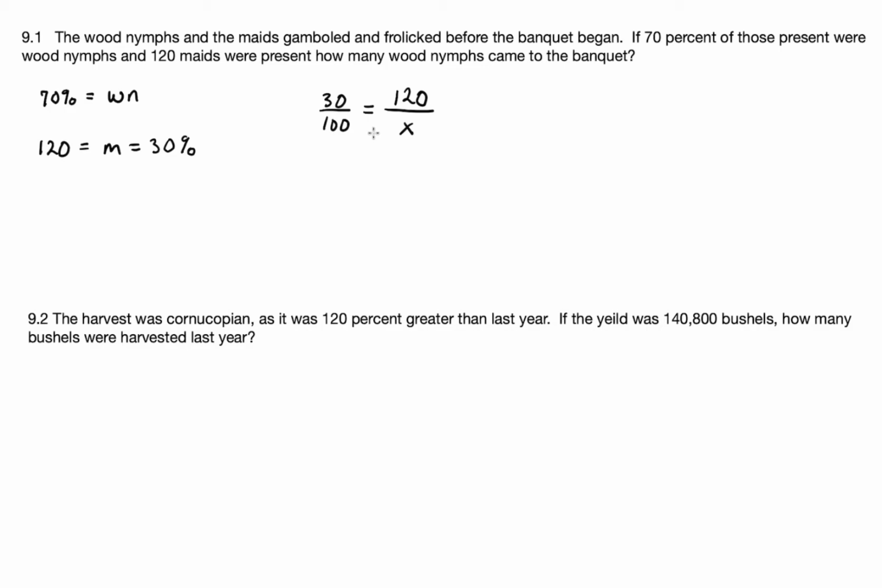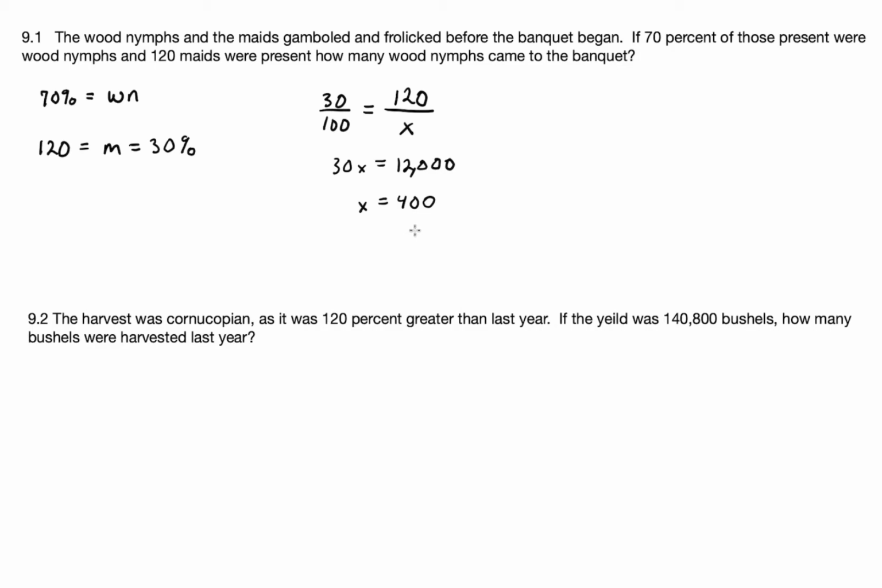How many wood nymphs came to the banquet? Well, in order to figure out how many wood nymphs came to the banquet, we have to figure out the total number. So let's do that. So now we can cross multiply. 30 times x is 30x. And then we just have 120 with 2 more zeros on it. That's 12,000. We divide both sides by 30, and that's going to equal 400. So 400, oh goodness, my pen jumped. 400 is x, so that goes here.